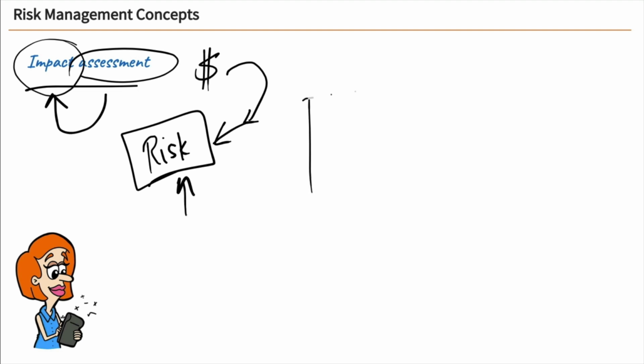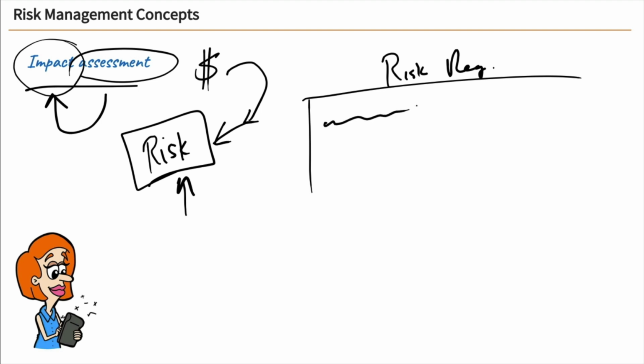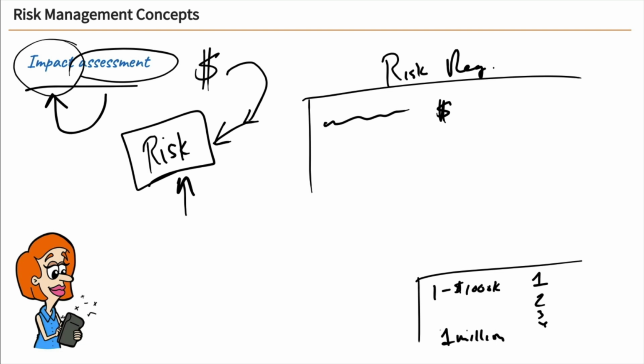And in our risk register that we've talked about, if we had a risk here and we went through and did the impact assessment, we could assign a dollar amount to that risk. Or we could come up with some type of scale, 1 to 10. $1,000 is a ranking of 1, and 2 and 3 and 4, and maybe we go up to 10. So anything $1 million or more is a 10.